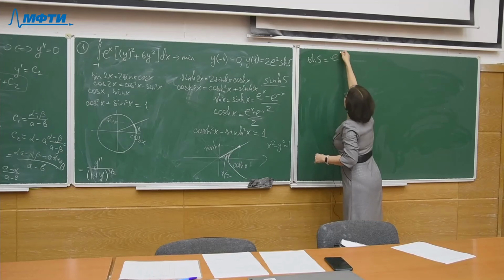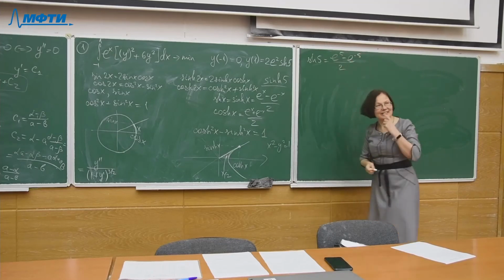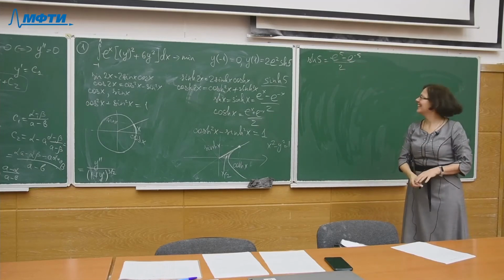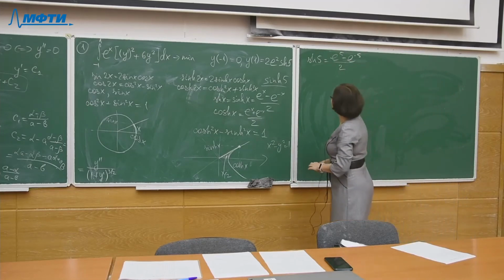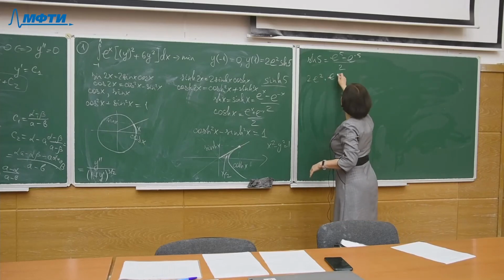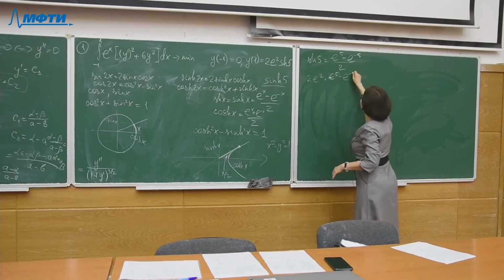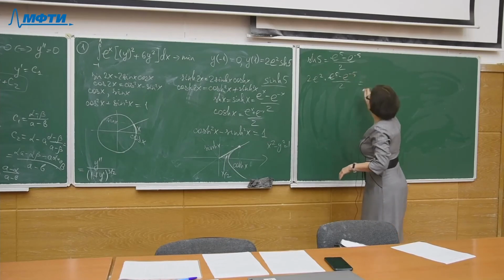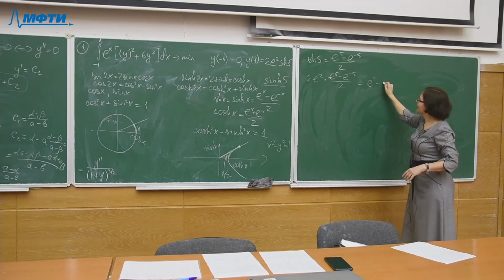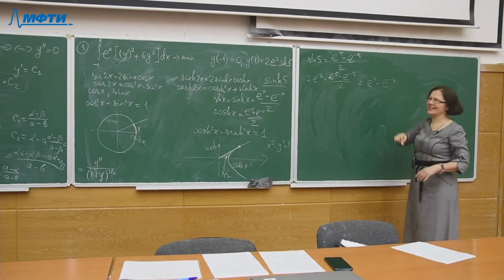e to 5 minus e to negative 5, over 2. Okay, and so 2 e squared times e to 5 minus e to negative 5 over 2 is equal to e to 7 minus e to negative 3. Just this.